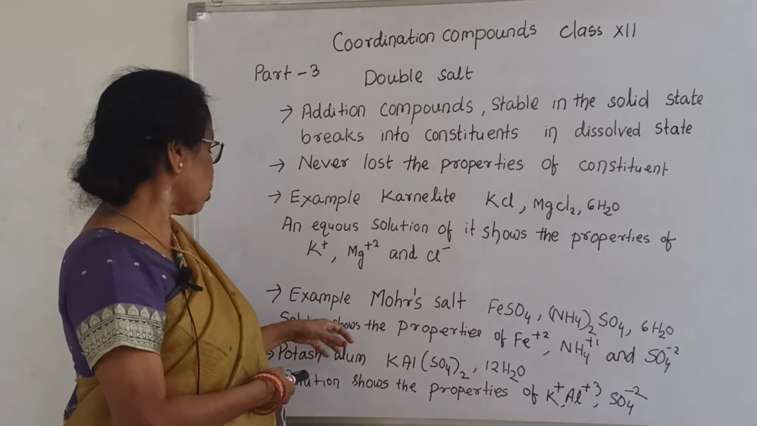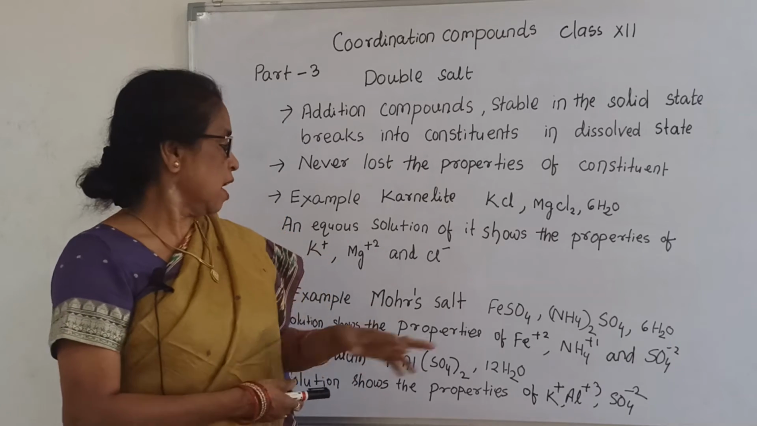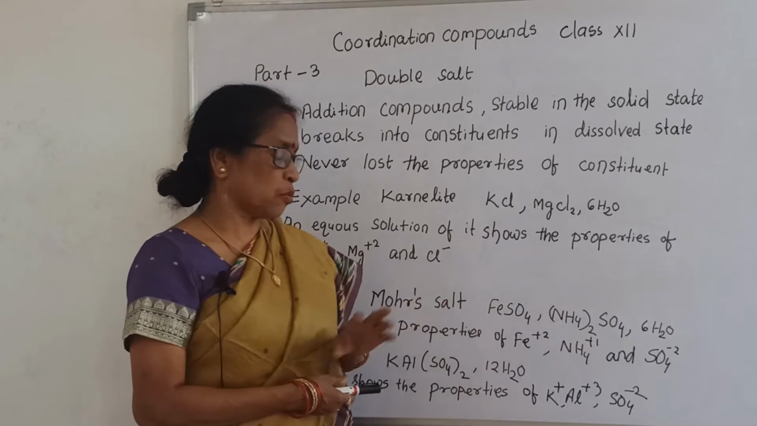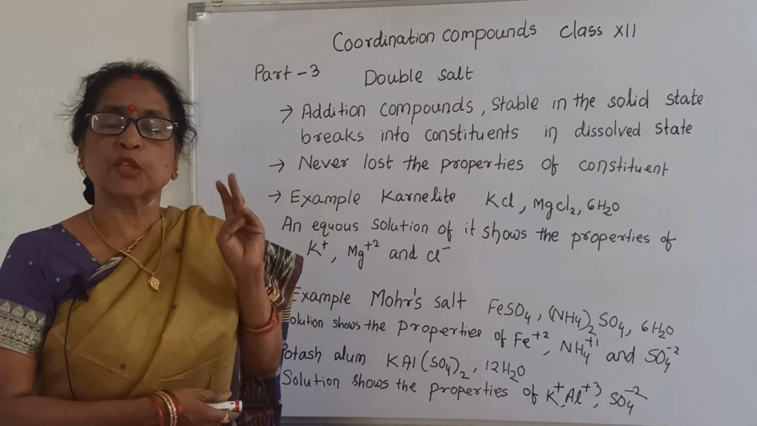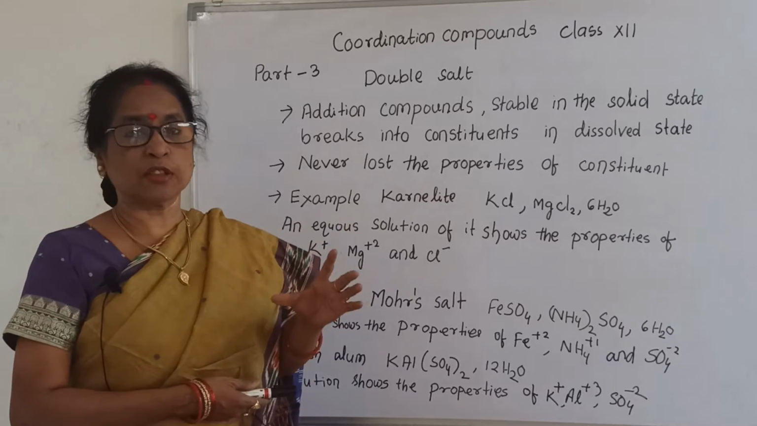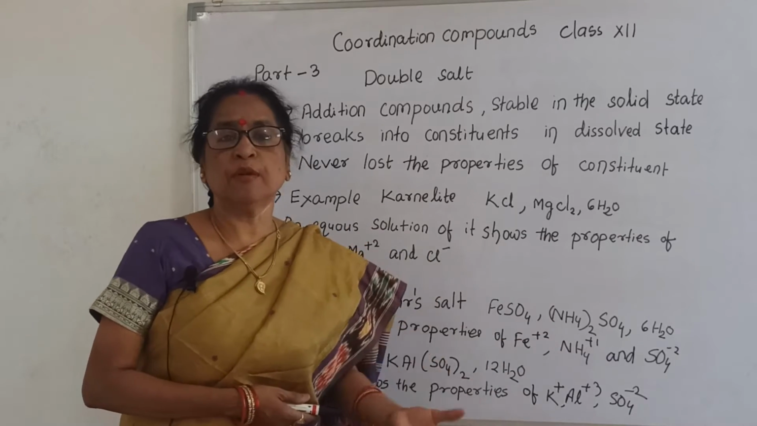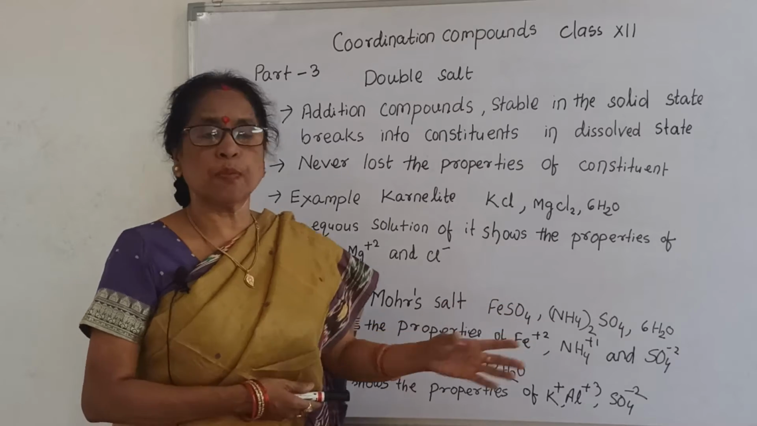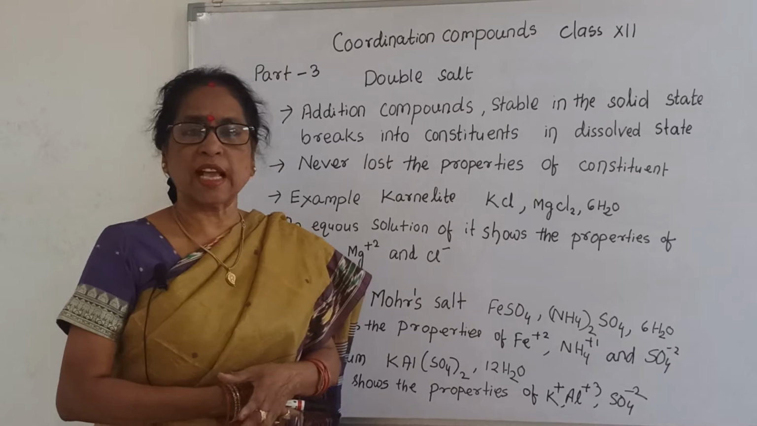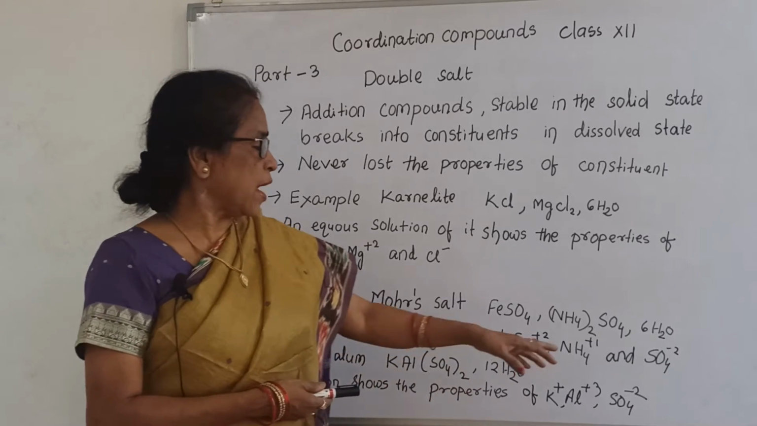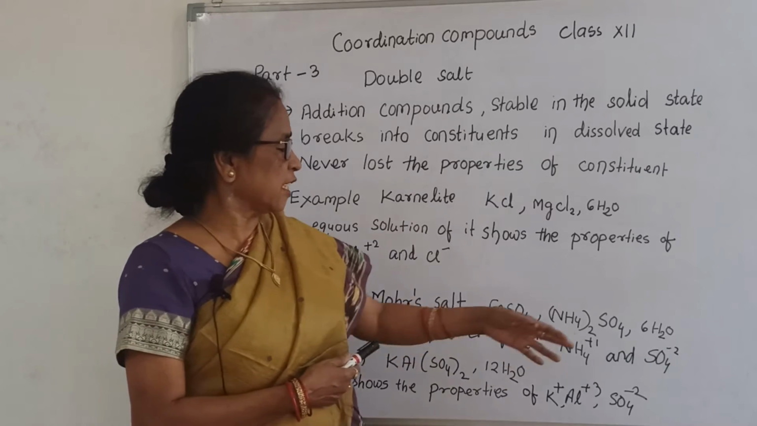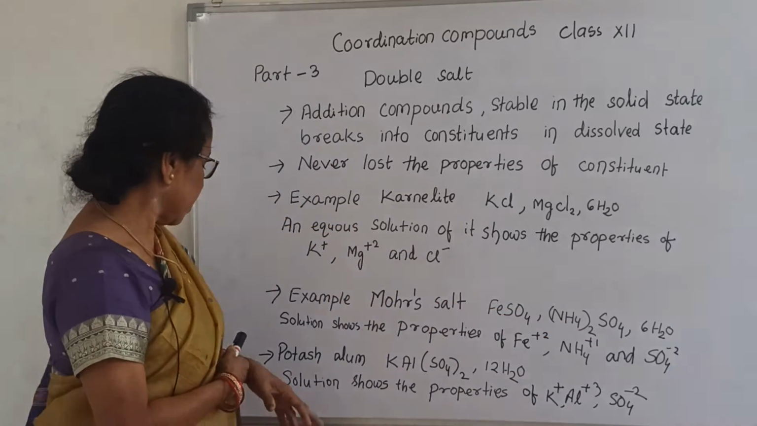Now the solution shows the properties of what? Fe plus 2, SO4 minus 2, NH4 plus 1. That means it shows the test of the basic radical, that is ferrous, Fe plus 2, and ammonium, NH4 plus 1. Similarly, it shows the acid radical test of sulfate, SO4 minus 2. When barium chloride solution is added, a white precipitate is formed, which indicates that sulfate is present.